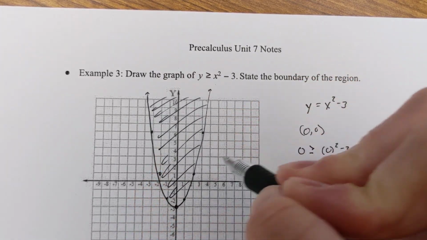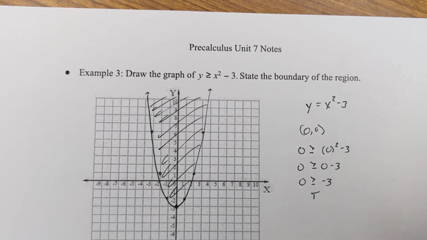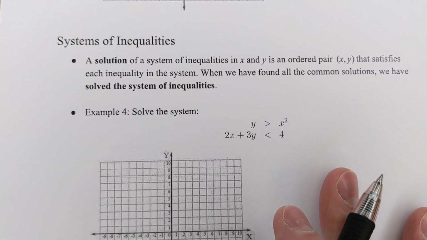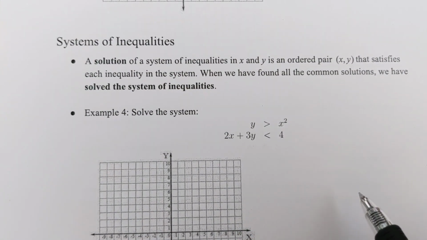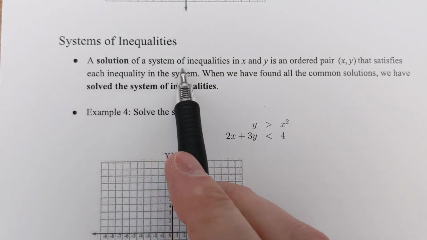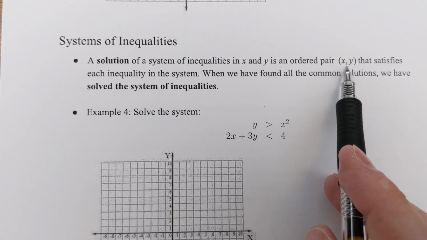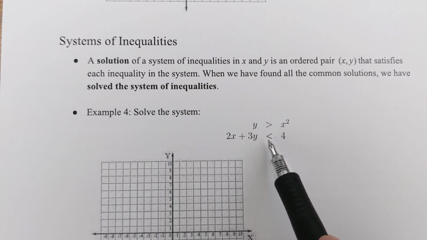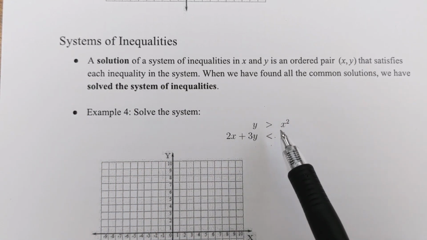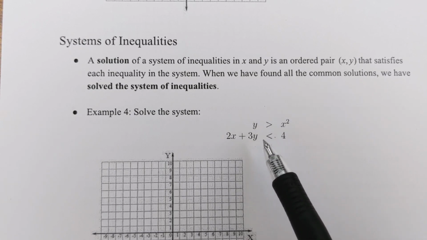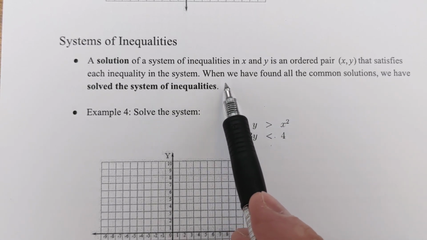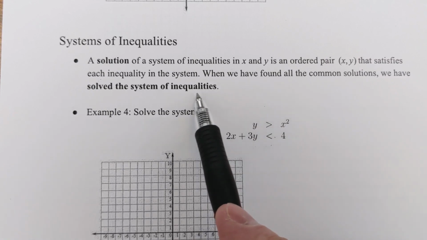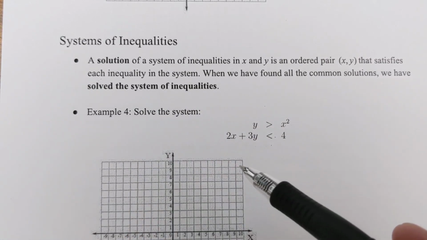Okay, you can also have systems of inequalities, where you have multiple inequalities and you're graphing them together. The solution of a system of inequalities in x and y is an ordered pair x, y that satisfies each inequality in the system, so it has to work for both. So just like a system of equations, the x, y pair has to satisfy both equations. The same thing's true if it's inequalities. When we've found all the common solutions, we have solved the system. But it works the same way.